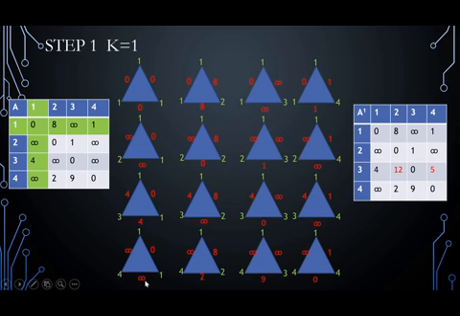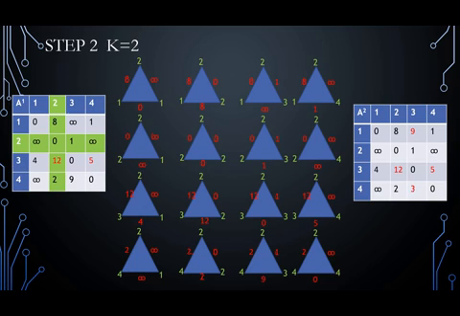Then 0 plus infinity compared with infinity remains infinity, infinity plus 8 compared with 2 remains 2, infinity plus infinity compared with 9 remains 9, infinity plus 1 compared with 0 remains 0. So two values are updated here. This acts as the input for the next step. So k is equal to 2.